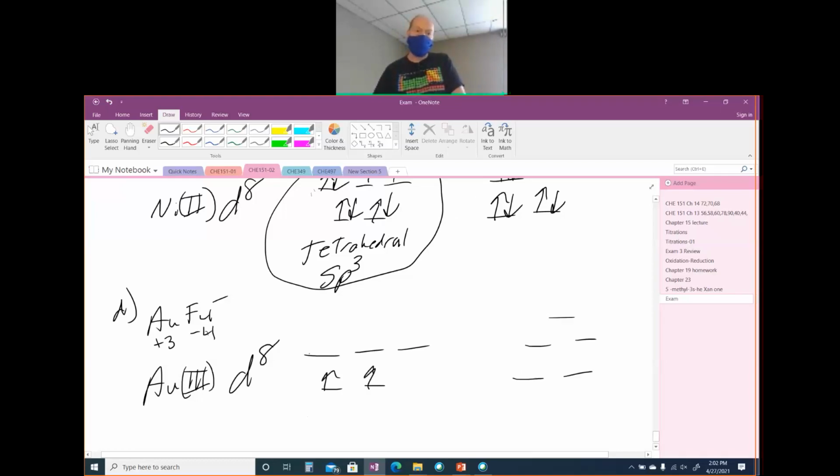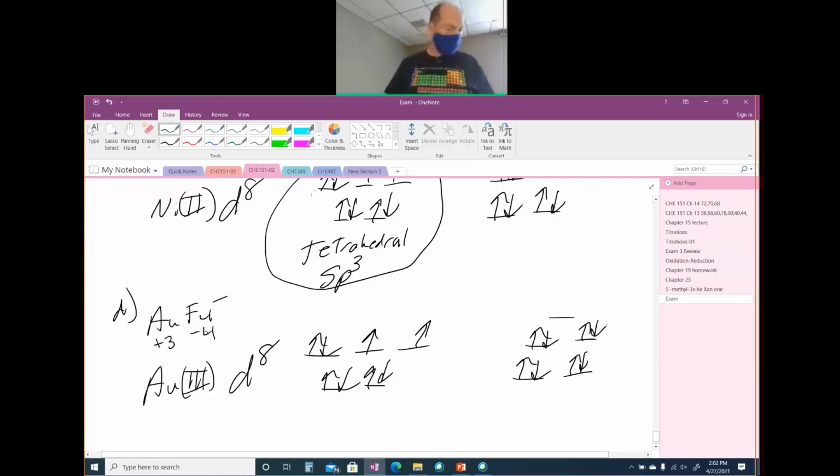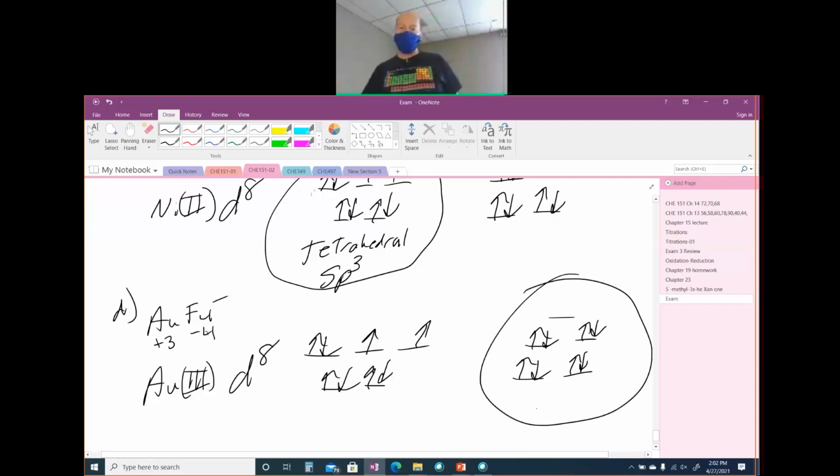Again, tetrahedral is always high spin, and it would have 2 unpaired electrons. Your square planar is always low spin, and you would have 0 unpaired electrons. For this compound it said 0 unpaired electrons, and so it is square planar. And that is dsp2 for the hybridization of square planar.